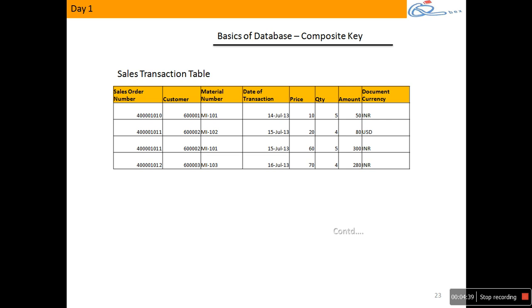This is my sales table. Now, should this table have a primary key? Tell me what could be the primary key in this. Customer. Good, he says customer. Can one customer perform multiple sales transactions?